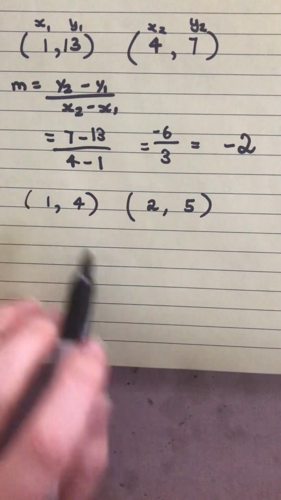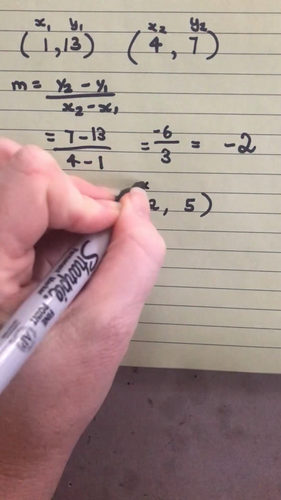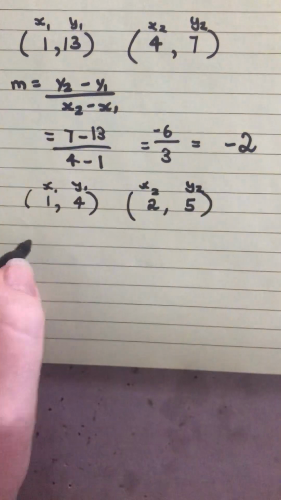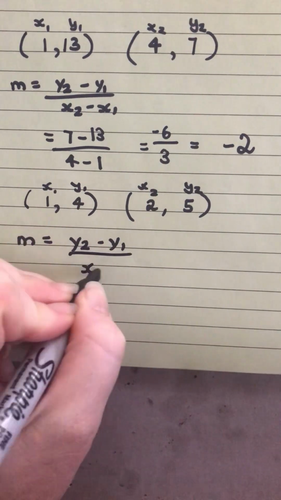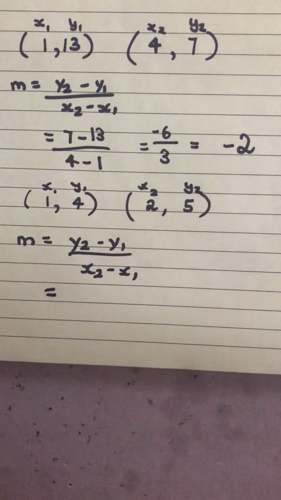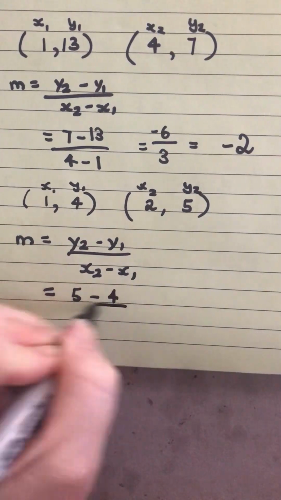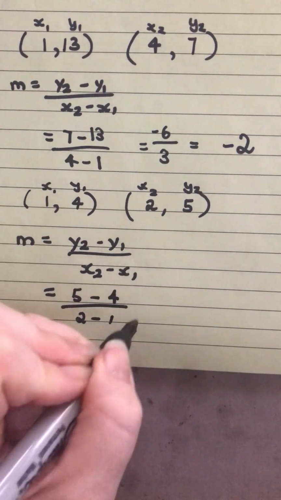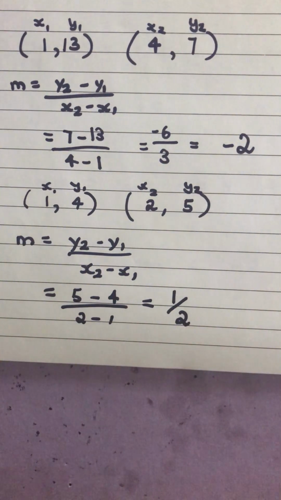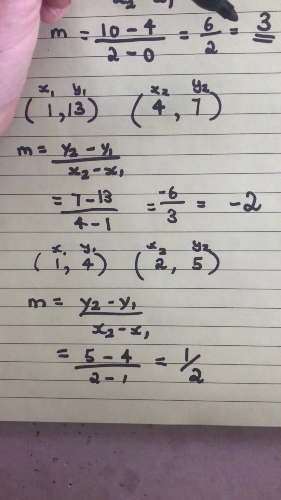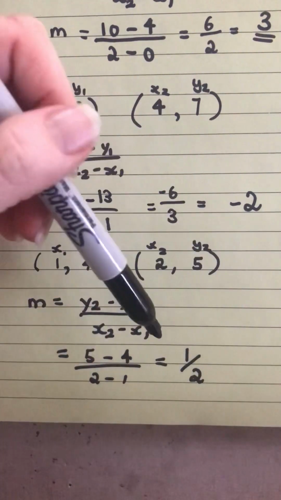Now in my last one, I'm going to do the same process again. x1, y1, x2, y2. I'm going to write my rule, and then I'm going to substitute in what I know. So I've got 5, take away 4, over 2, take away 1. So I end up with 1 over 2, or a half. So our gradients can be positive, they can be negative, and they can be fractions. So they could be positive or negative fractions.